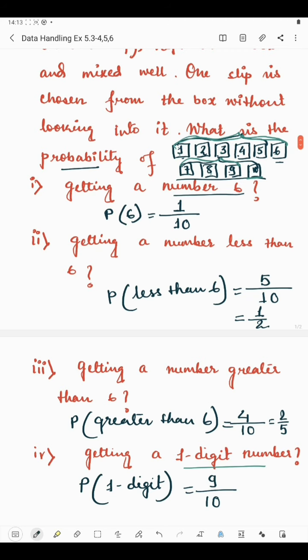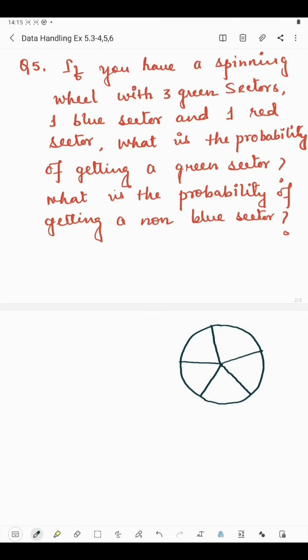Okay, now coming to question number 5. Question number 5 says, if you have a spinning wheel with 3 green sectors, 1 blue sector and 1 red sector, what is the probability of getting a green sector? Now this is a spinning wheel. How have we made this? From the center, if you join the radius to the boundary, if you join two radii, then it is said to be a sector, one sector. Here we have 5 sectors. All total we have 5 sectors.